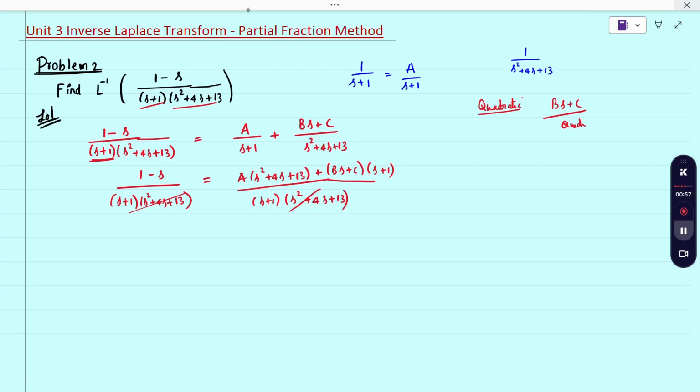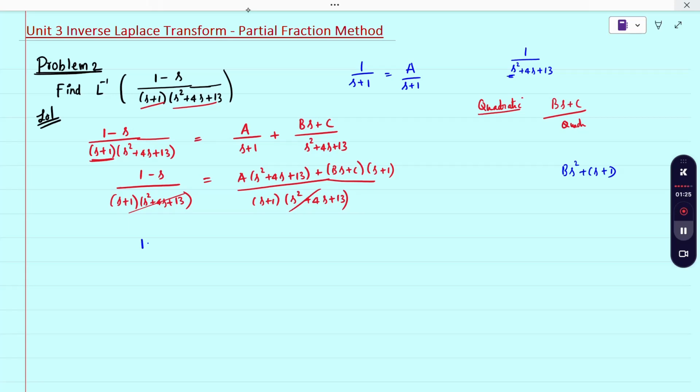How do we write the partial fraction? Bs plus C divided by the quadratic form, because I have a square term. For a cubic term, it would be bs squared plus cs plus d. This is the way you have to write it, and for the next order, 4, this is the way you extend it. So now, 1 minus s equals, taking the LCM on the right hand side as well, I get the solution.